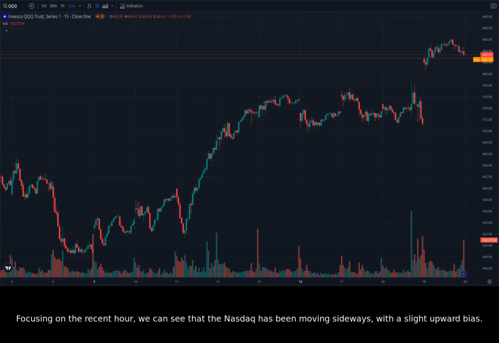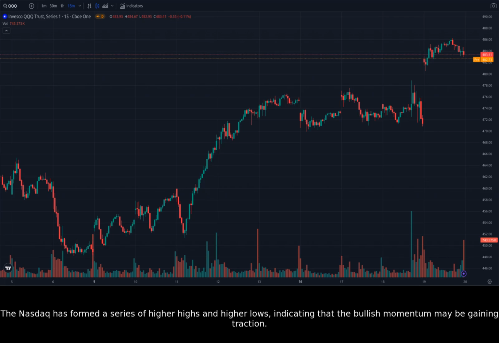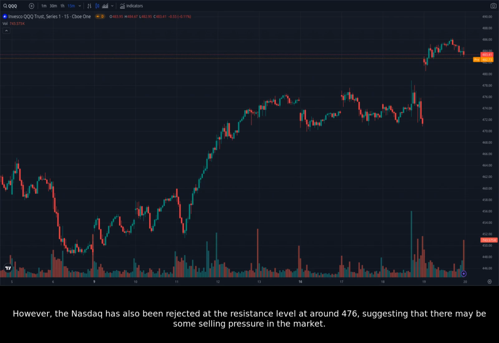For a closer look at the very short-term price action, let's switch to the 15-minute chart. Focusing on the recent hour, we can see that the Nasdaq has been moving sideways with a slight upward bias. This sideways movement suggests that the market is indecisive, with neither the bulls nor the bears in control. The Nasdaq has formed a series of higher highs and higher lows, indicating that the bullish momentum may be gaining traction. However, the Nasdaq has also been rejected at the resistance level at around 476, suggesting that there may be some selling pressure in the market.